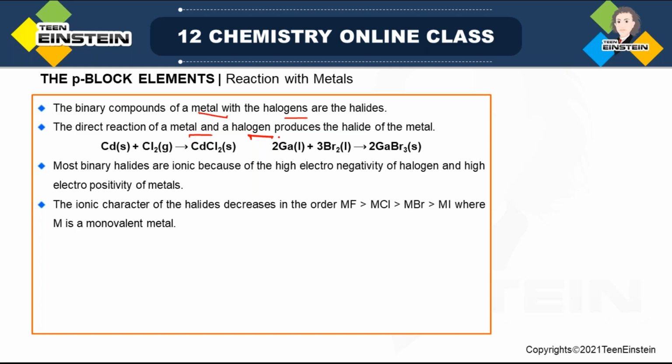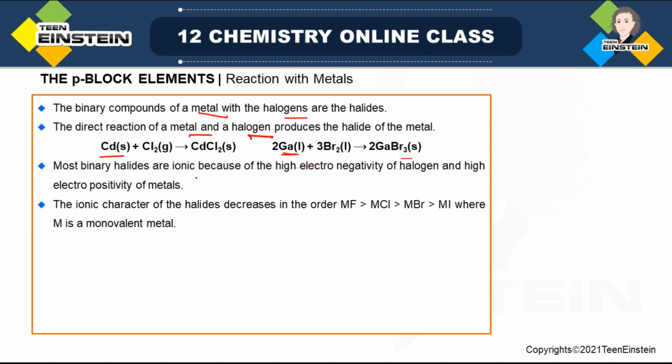Now, two examples of direct interaction we are seeing here. One is cadmium metal, directly reacting with chlorine gas. Another one is gallium, which is from the P block, basically from group 13, reacting with bromine. In the first case, we are getting CdCl2 and this is GaBr3. Just by direct reaction, you are getting the product. That means they are highly reactive, so that is why this type of reaction is possible.